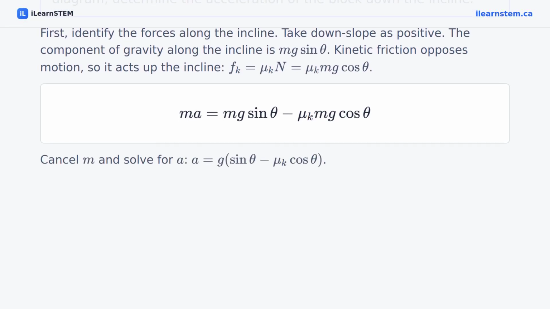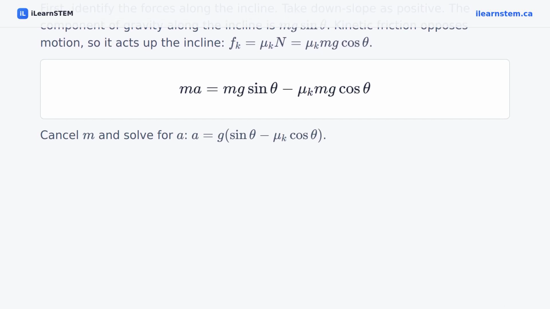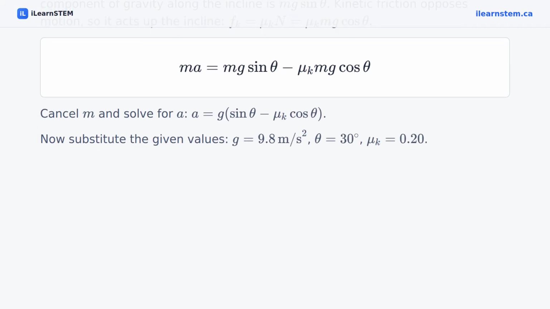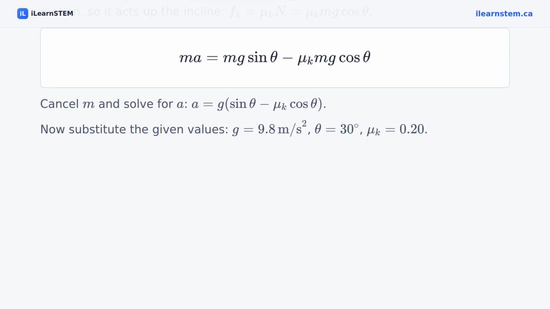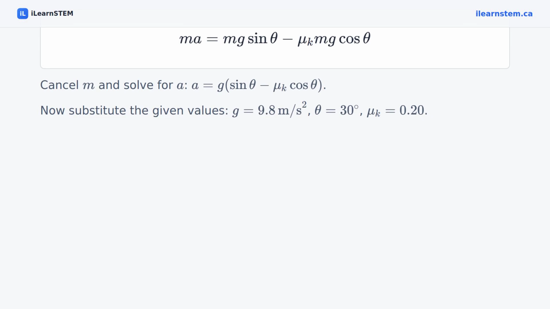Cancel m and solve for a. a equals g times (sin θ minus μk cos θ). Now substitute the given values. g equals 9.8 meters per second squared. θ equals 30 degrees. μk equals 0.20.